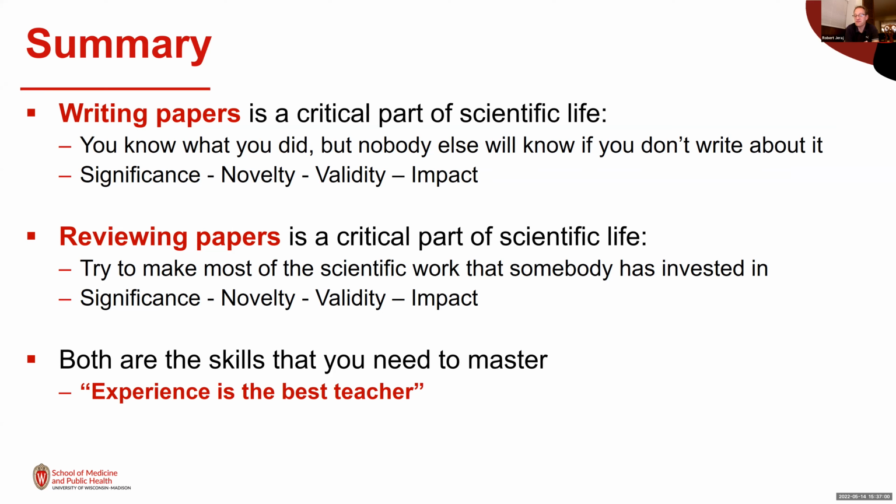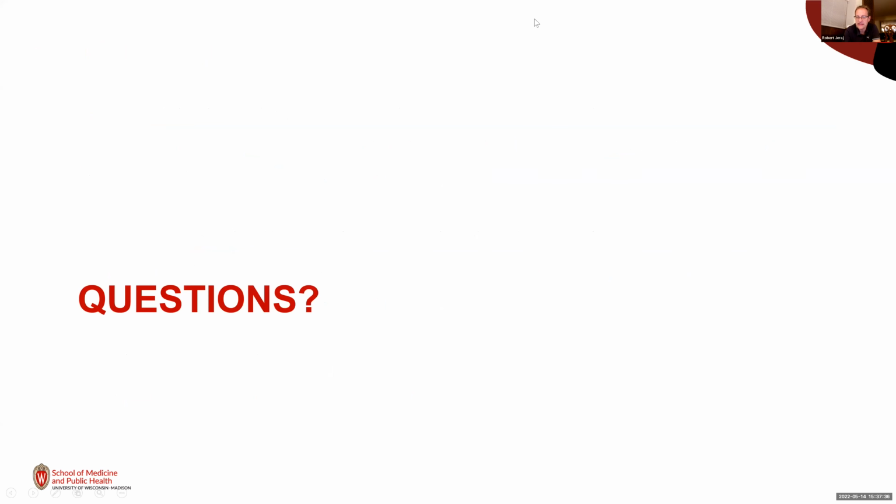Try to make the most of the scientific work that somebody has invested in. Always remember that most of the papers require a lot of work, a lot of commitment, especially from junior authors. So you want to respect that. But again, you judge them by significance, novelty, validity, and impact. And both are skills that you need to master. And of course, the best teacher is actually experience. So the more you write, the more you review, the better you get at writing and reviewing papers. With that, I'd like to stop. Of course, we have questions, and I'll be happy to answer any questions that you might have.